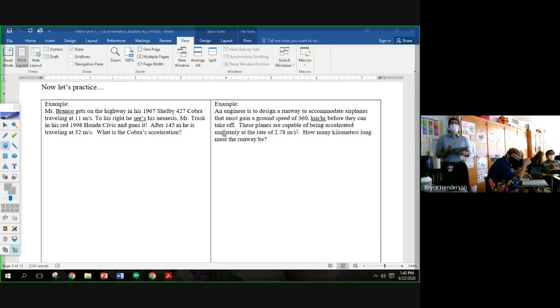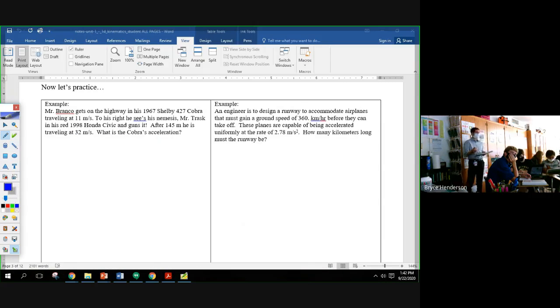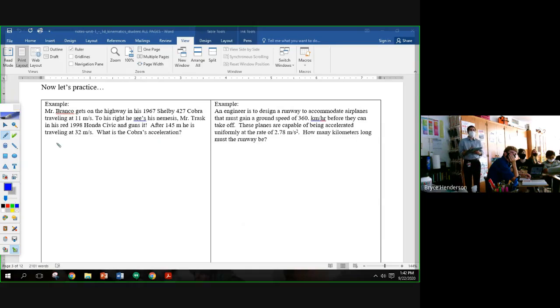To his right, he sees his nemesis, Mr. Trask, in his red 1998 Honda Civic, and he guns it. After 145 meters, he's traveling at 32 meters per second, so he's flying. We don't know what the Cobra's acceleration is. Now, some of us already know the acceleration of a 1967 Shelby 427 Cobra, but for the rest of us, let's solve it.